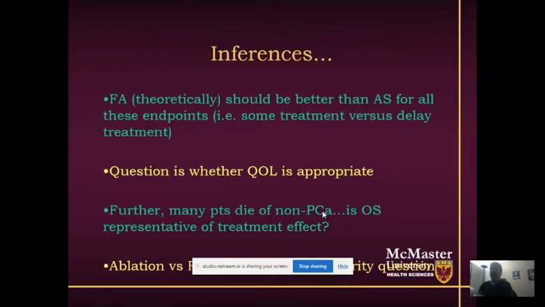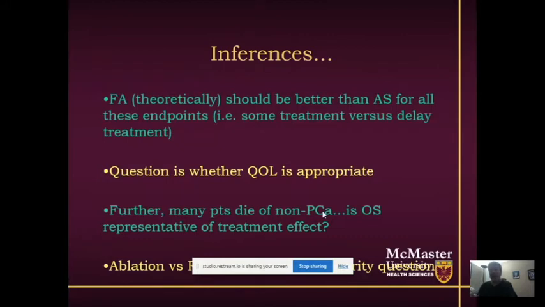Now, going back to the actual scenario that we were talking about, what are some of the inferences that you can get when you start thinking about what you are comparing, focal ablation versus active surveillance or radical treatment? Well, theoretically, focal ablation should be better than active surveillance because you're giving some sort of treatment, regardless of the endpoint. So just having some measure of improvement in terms of efficacy may not be enough, because again, a lot of these patients don't go on radical treatment right now because of the side effects.